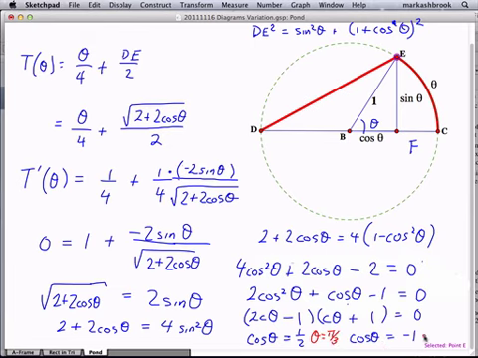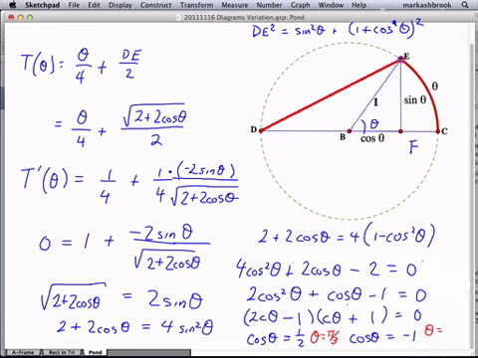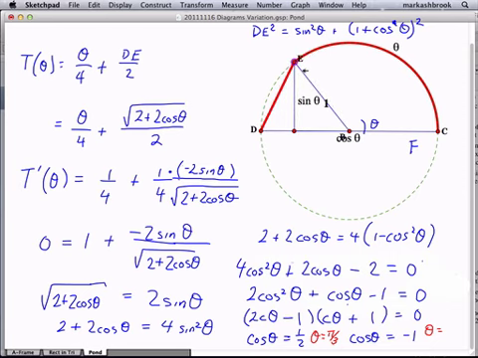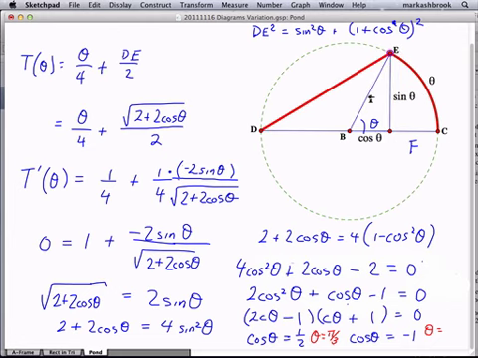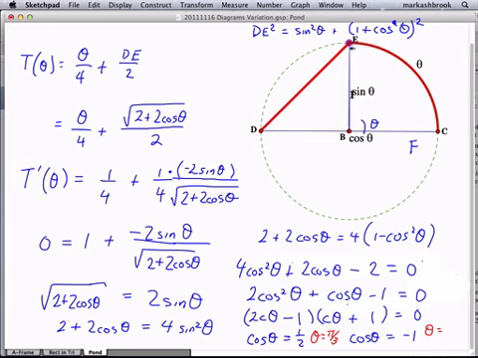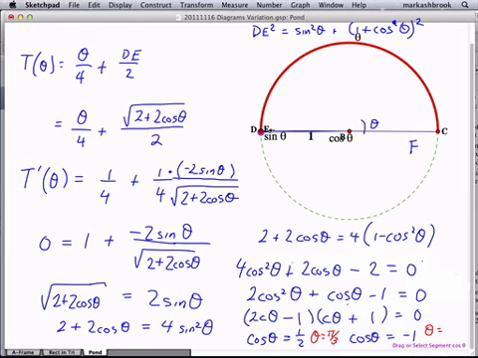Okay, this one? Cosine theta equals -1. So where is this value from there to there? Negative 1. For what angle theta is your horizontal distance negative 1? 90? 180? Right, here. Theta equals pi.